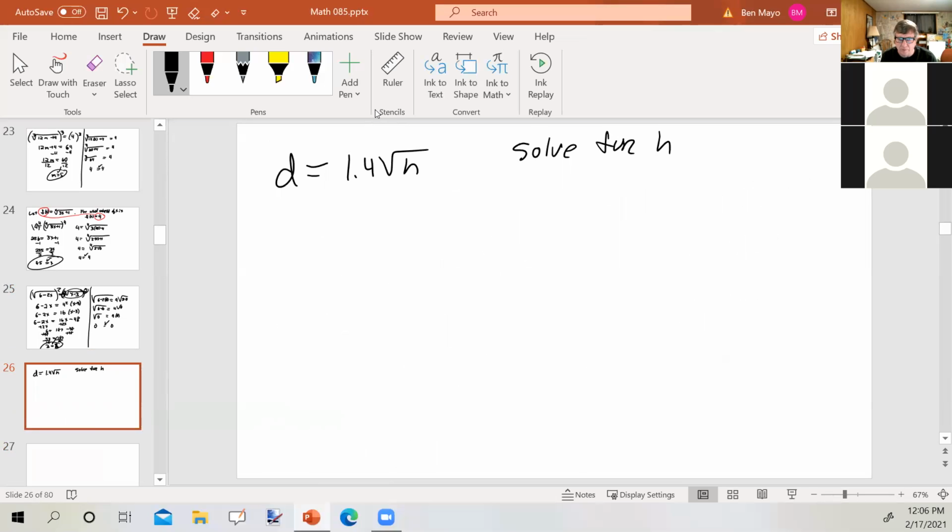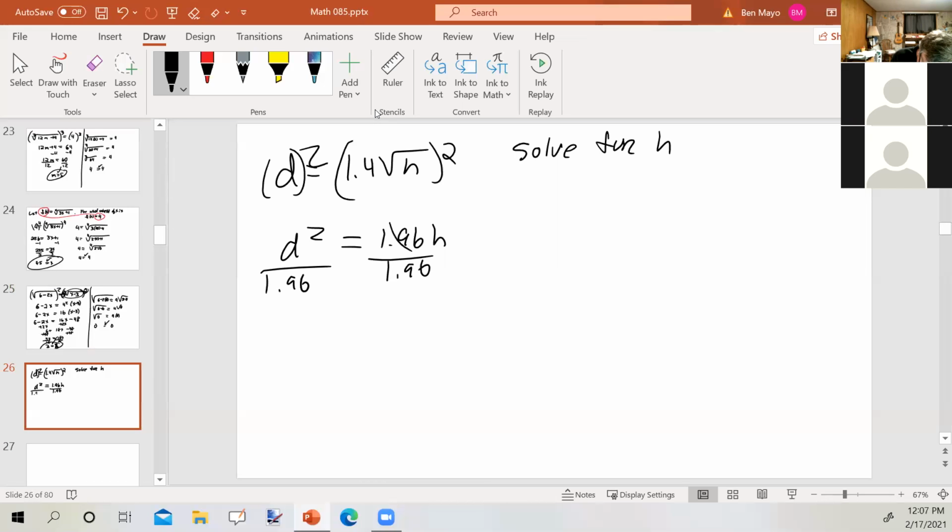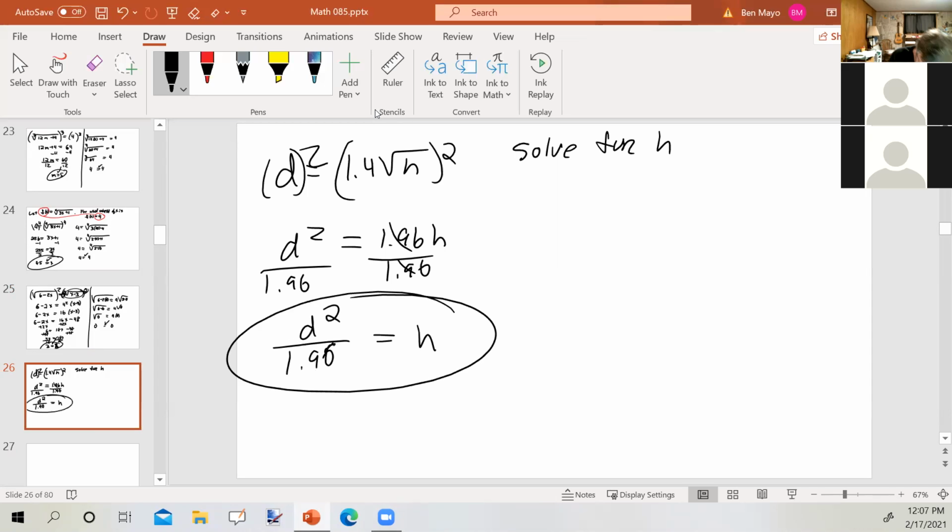So what do you want to do? Do you want to divide first or square first? You tell me. Square. Okay. So I get d squared equals 1.96h, because 1.4 squared is 1.96, and the square root of h squared is h. Now I'll divide both sides by 1.96. So h equals d squared divided by 1.96. Questions there?